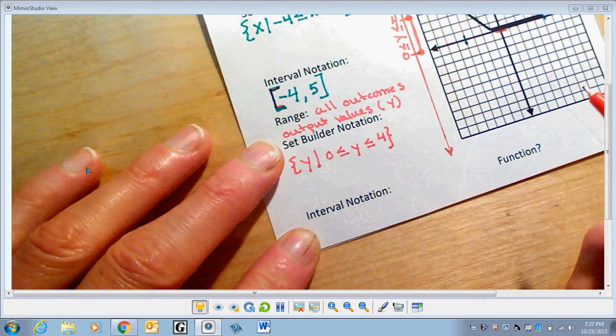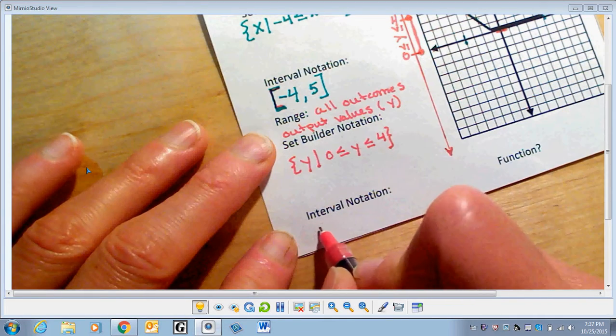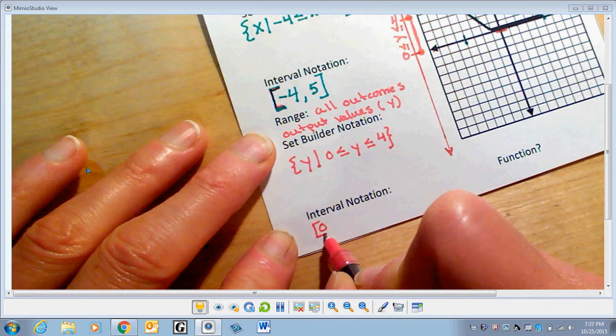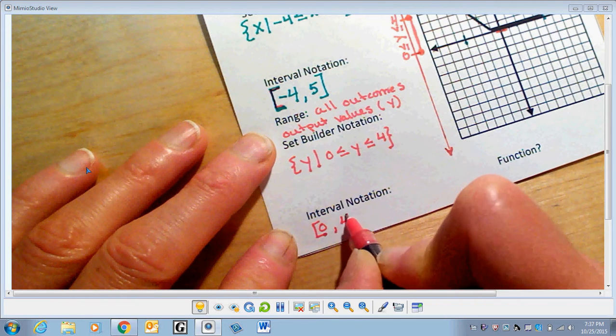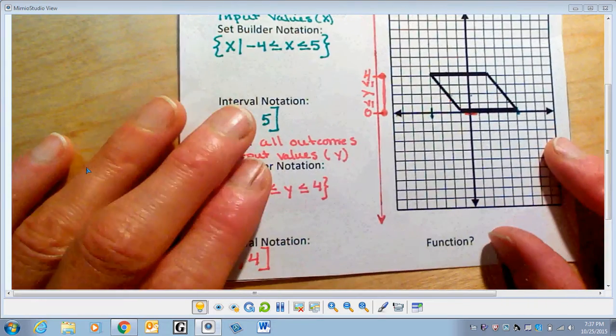And then my interval notation is, well, what's my smallest value? My smallest value is 0. It includes it. And it goes all the way to 4. And it includes that also. So I kind of gave away the answer.